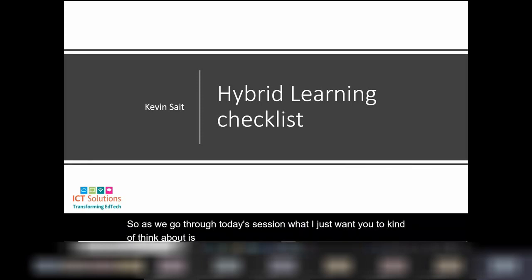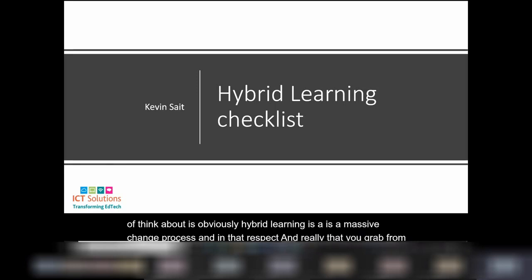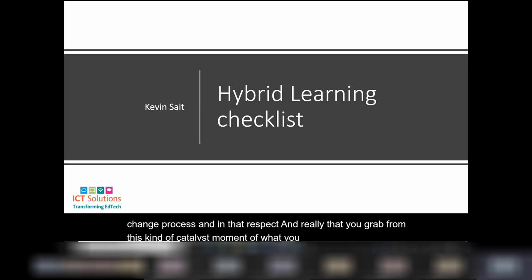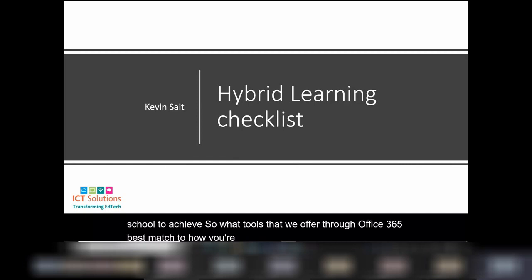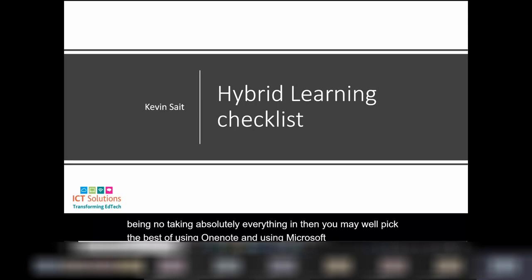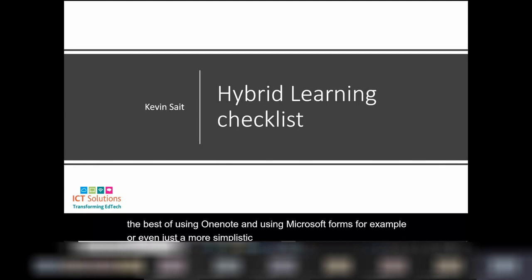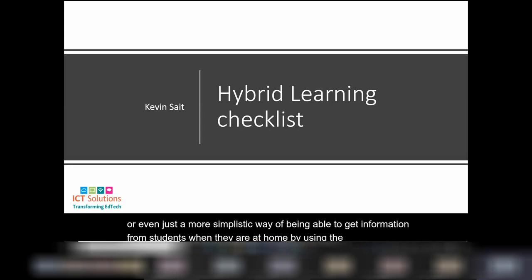As we go through today's session, what I want you to think about is that hybrid learning is a massive change process, and really that you grab from this a catalyst moment of what you want you and your school to achieve. So what tools that we offer through Office 365 best match how your learning goes on in the class? Instead of taking absolutely everything in, you may well pick the best of using OneNote and Microsoft Forms, for example, or even just a more simplistic way of getting information from students when they're at home by using the OneDrive request files option.